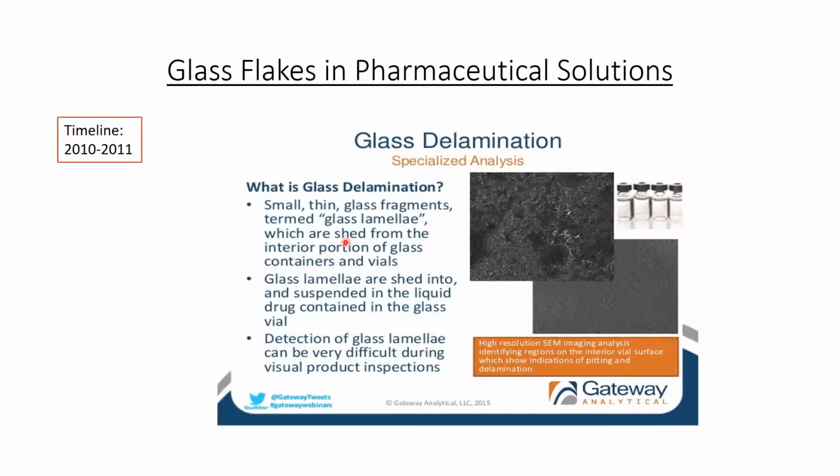Glass laminae are shed into and suspended in the liquid drug contained in the glass vial. Detection of the glass laminae can be very difficult during visual product inspections. The high-resolution SEM image here identifies regions on the interior vial surface which show indications of pitting and delamination.